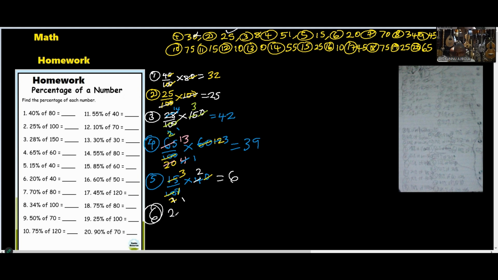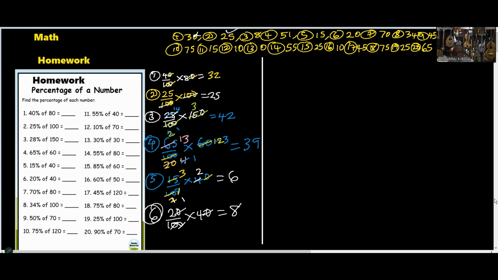Question 6, we have 20% of 40, okay? So 2 zeros cancel 2 zeros. So 2 times 4 is what? 8, okay? Then number 7, let me divide the page so that we can have a space to write. We need to remove this one too. So question 7. What's question 7? 70% of 80, times 80, right?